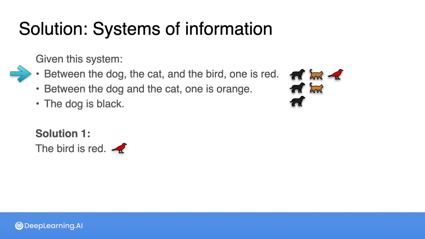For question 2, since you figured out the color of the 3 animals, that means the system carries 3 pieces of information with 3 sentences. In other words, it has no redundancies and no contradictions. It carries as many pieces of information as sentences. Therefore, it is a complete system and it is non-singular.